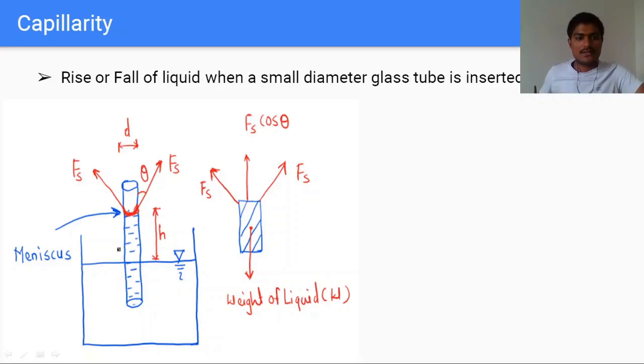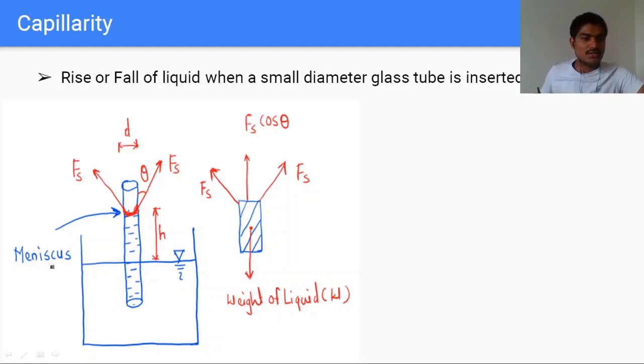But the diagram we have drawn is for capillary rise. If we insert a glass tube in water or liquid, it starts rising in this glass tube, and this phenomenon is called capillarity, or more precisely capillary rise of the fluid. Let us look at this. This is the glass tube, and this curved shape is nothing but the meniscus.